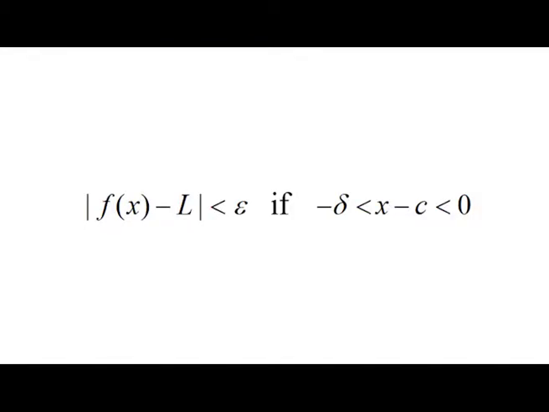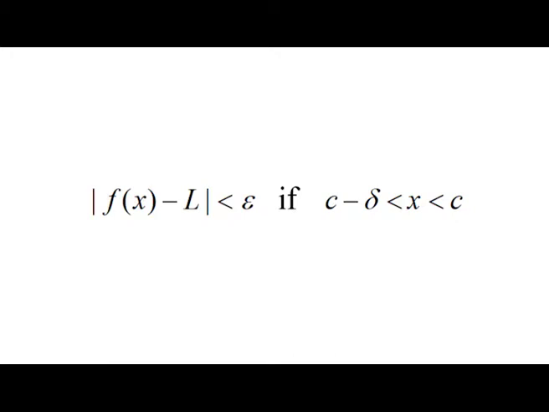if for every number epsilon greater than 0, there exists a corresponding number delta greater than 0 such that |f(x) minus L| is less than epsilon if negative delta is less than x minus c, which is less than 0. Equivalently, if for every epsilon greater than 0, there exists a corresponding delta greater than 0 such that |f(x) minus L| is less than epsilon if c minus delta is less than x less than c.